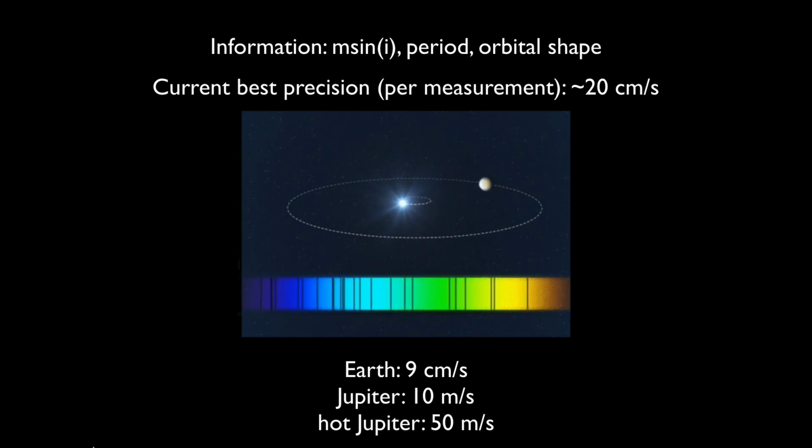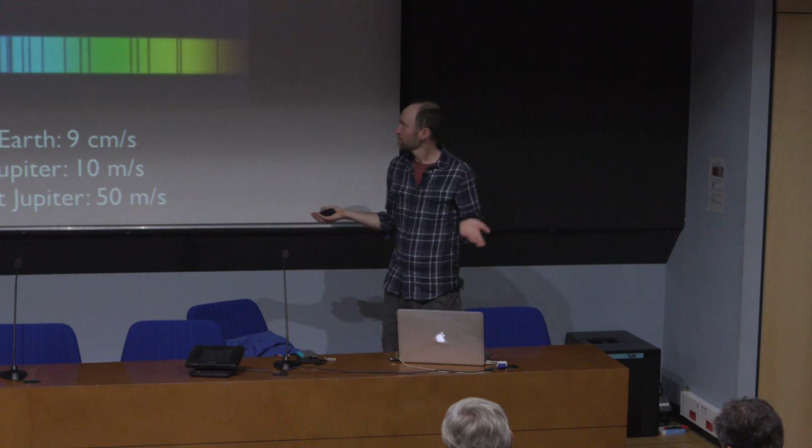So currently, the best instrument that does this can measure, with a given measurement, a precision of about, say, 20 centimeters per second on the star's velocity. The smallest amplitude signal that has ever found a planet is a couple meters per second, which is the speed of a kind of medium-paced walk, which is not too bad.